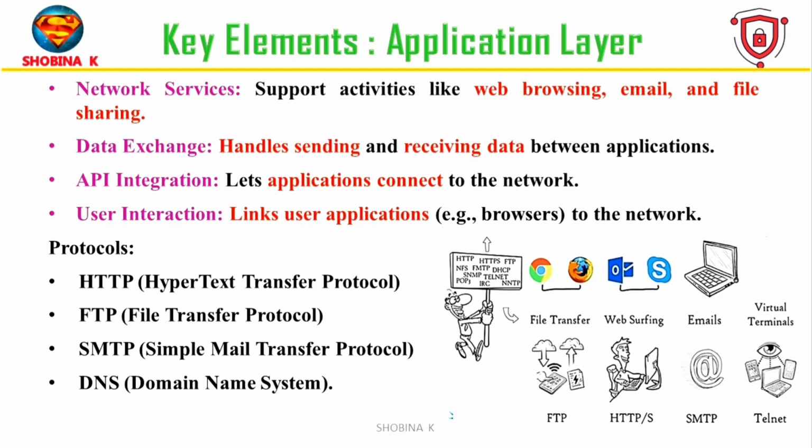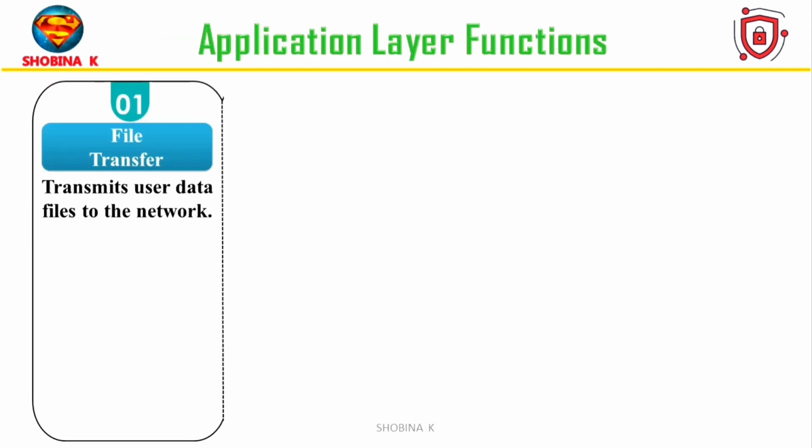These are the protocols involved in application layer. HTTP, Hypertext Transfer Protocol. It is used for transferring web pages. FTP, File Transfer Protocol. It is used for transferring files between computers. SMTP, Simple Mail Transfer Protocol. It is used for sending emails. DNS, Domain Name System. It translates domain names into IP addresses so computers can communicate. Now let's understand the functions of application layer.